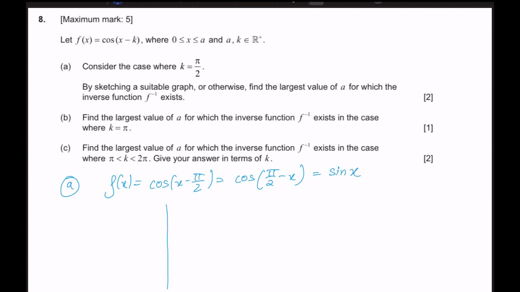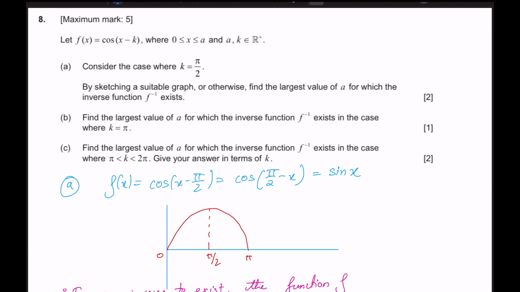Now if I try to plot sin x, the domain of x is greater than 0, so the curve will look like this. This value is pi by 2, this is pi, this is 0. Now we have to find the largest value of a such that the inverse function exists, right? So for an inverse to exist, the function f(x) must be 1 to 1. So what is a 1 to 1 function? In a 1 to 1 function, every value of x will have a unique value of y.